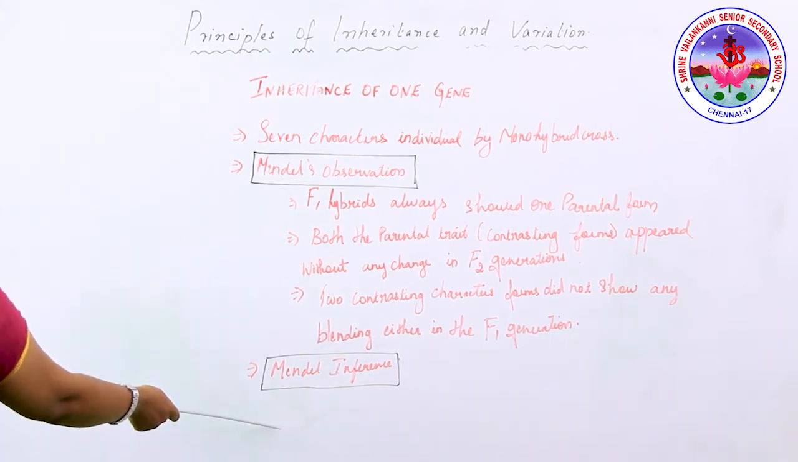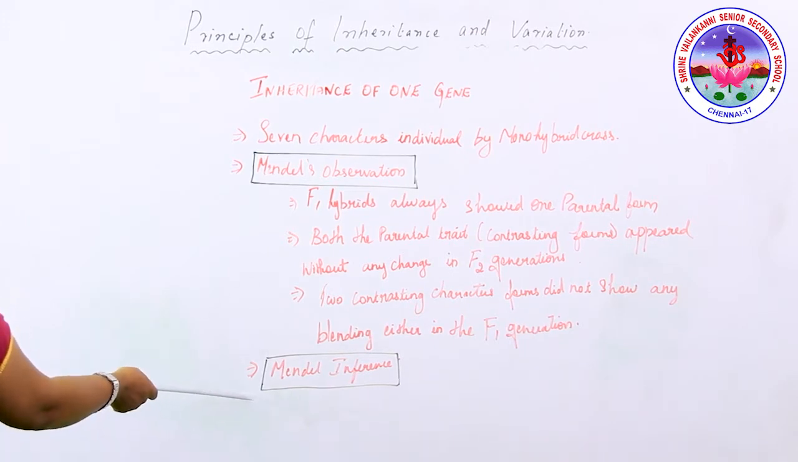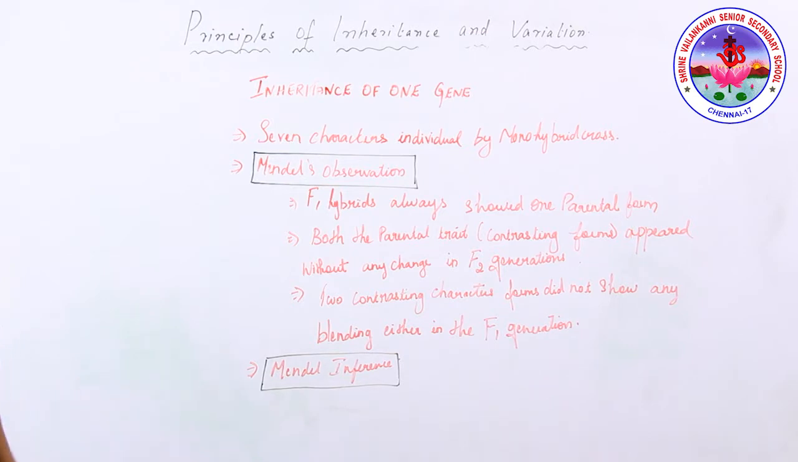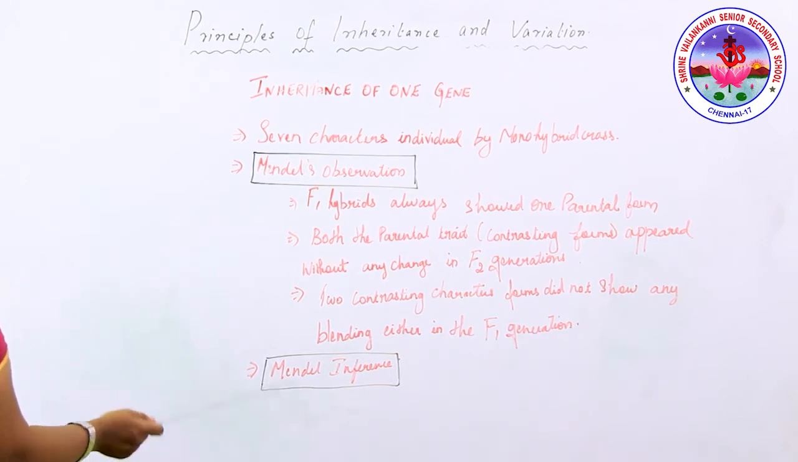Next is Mendel's inference. Mendel made the following inferences from his observation. The characters are controlled by some factors that are stably passed without any change from the parent to the offspring through the gamete. Second, the factors occur in pairs. Third, in a pair of dissimilar factors of a trait, one of them is dominant and expresses itself in the hybrid, while the other remains hidden. That will be called recessive.